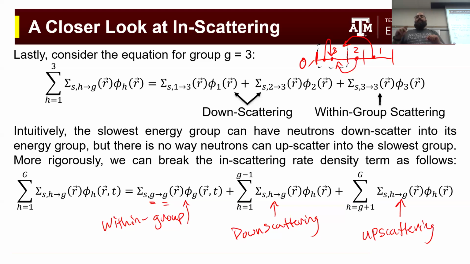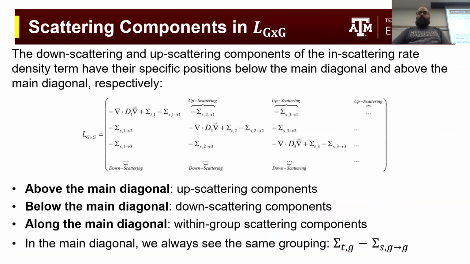And so if we think back to that matrix that we were just looking at, the L matrix, in that L matrix, some of the entries corresponded to upscattering, some of the entries corresponded to downscattering, and some of them corresponded to within group scattering. So that's what I wanted us to take a look at next. In linear algebra, if you have a square matrix, you can talk about the main diagonal, and then you can talk about everything above and below that main diagonal. So in this case, the main diagonal, that would be all of these terms.